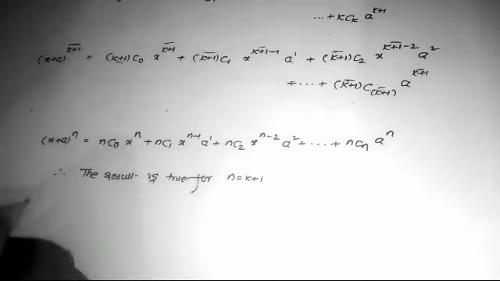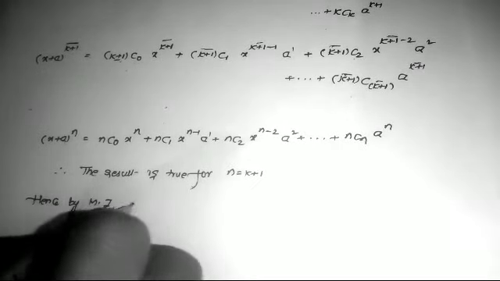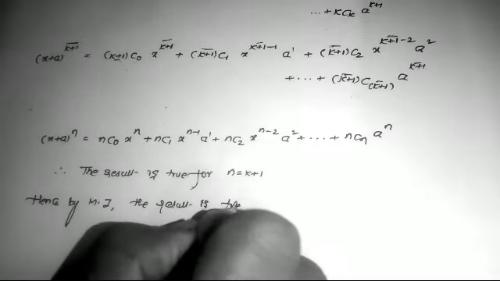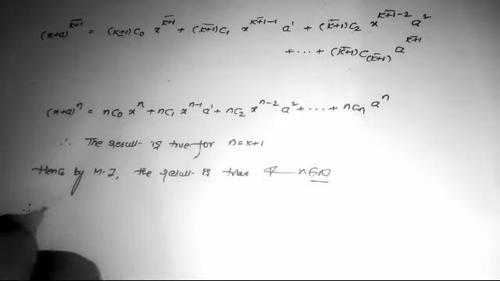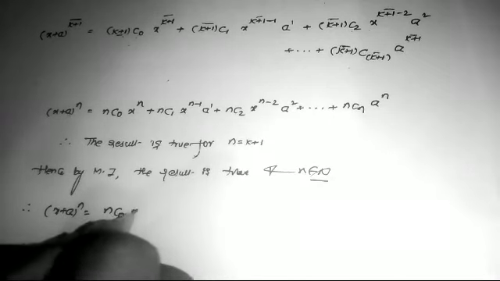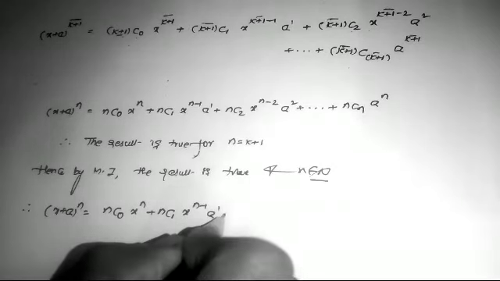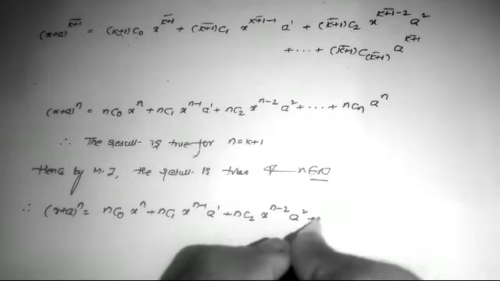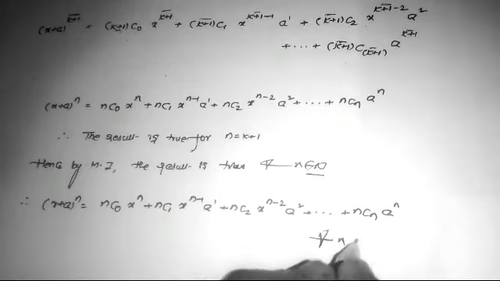Okay, therefore, by mathematical induction the result is true for all n belonging to N. Hence, by mathematical induction the result is true for all n belonging to N. Therefore, the theorem is proved here. The result is (x + a)^n is equal to nC0 into x^n plus nC1 into x^(n-1) into a^1 plus nC2 into x^(n-2) a square, and so on. The last value is nCn into a^n for all n belonging to N.